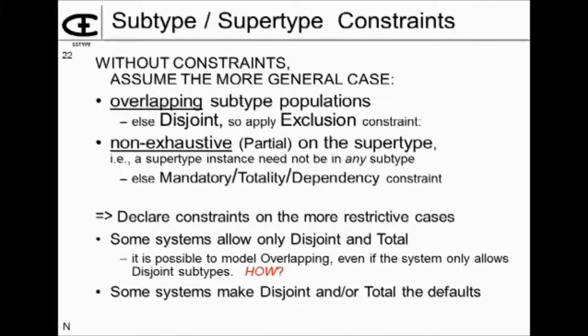So that would be another kind of constraint. And you can see that it really is very much like the exclusion constraint on a many-to-one relationship or the mandatory constraint on an object. So we declare constraints in the more restrictive cases. Some systems allow only disjoint and total declarations, and so you have to compensate for that in your model as best you can. It's possible to model overlapping even if the system only allows disjoint, and we did that already. Some systems make disjoint and or total the defaults, and you declare otherwise if they can be overlapping.